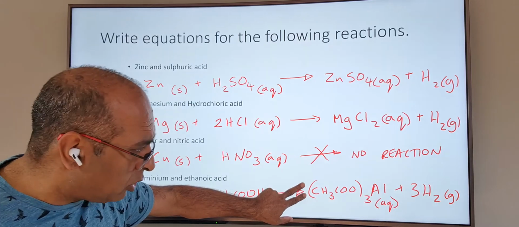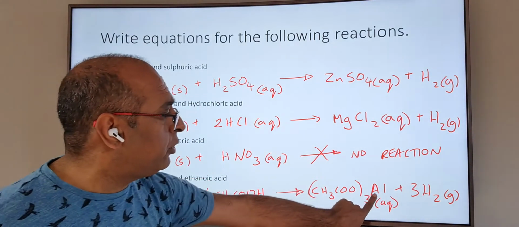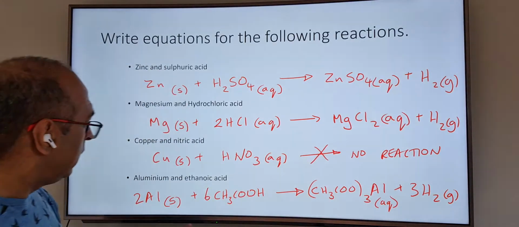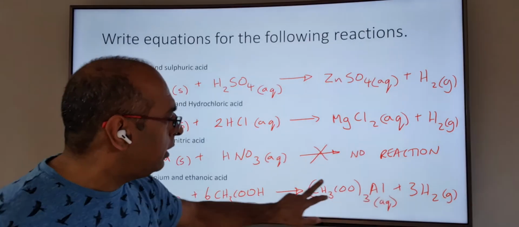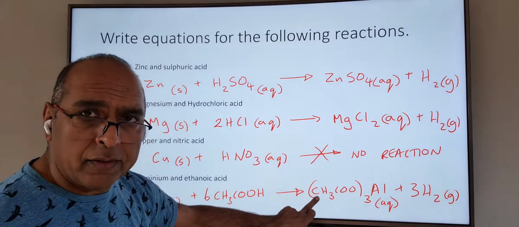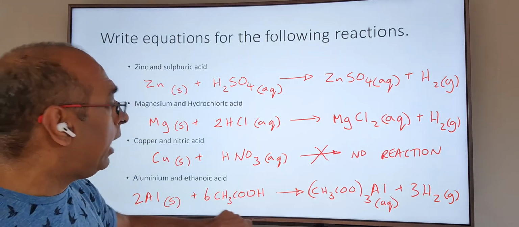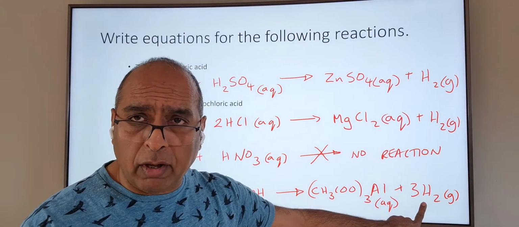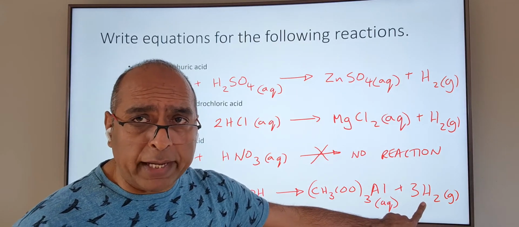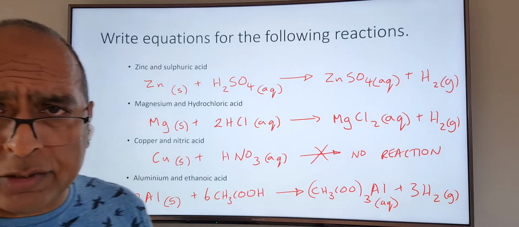That big 2 will multiply that formula by a big 2, giving you 2 aluminiums. And you get 6 ethanoates. Well, we've only got 3 here. A big 2 there would give you 6 ethanoates. So put a big 2 there, 6 ethanoates, and then 6 hydrogens would come off as 3 lots of hydrogen, H2 gas.